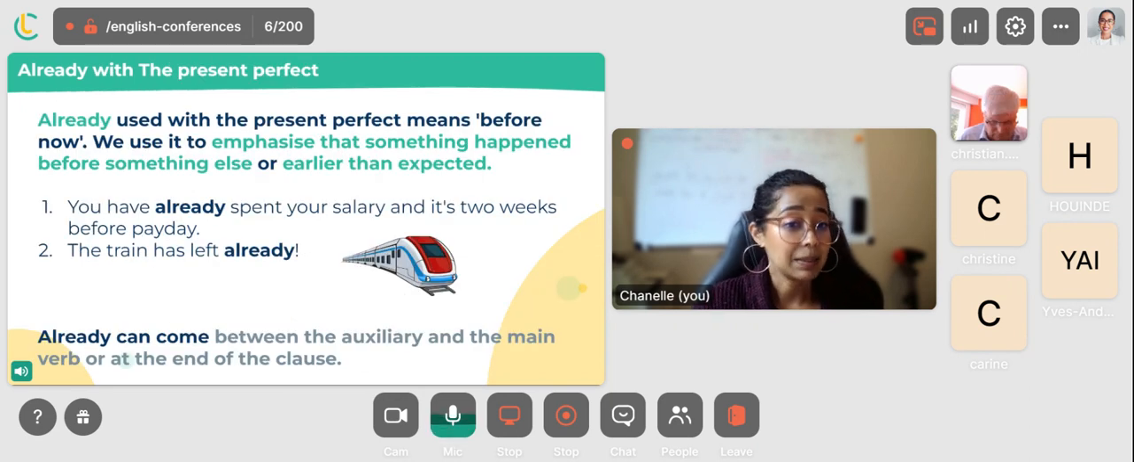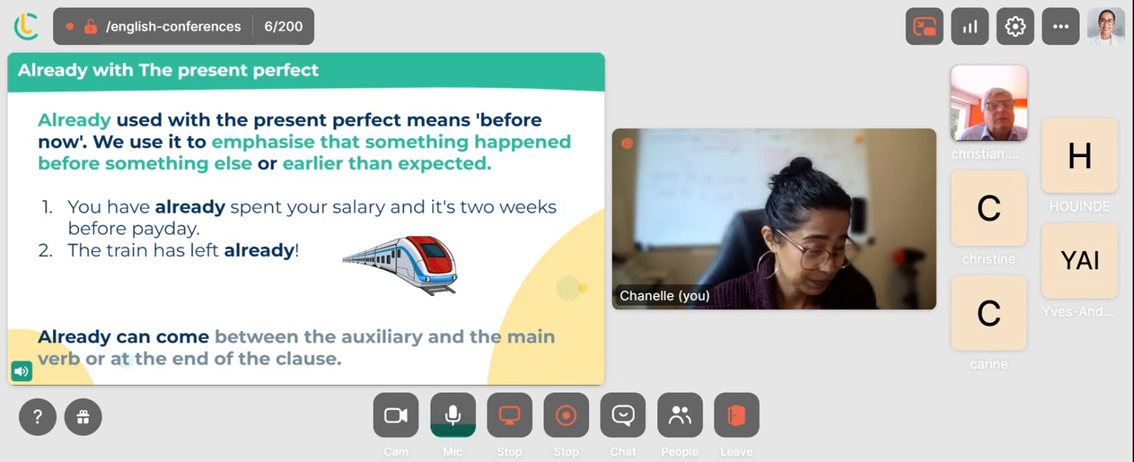Already with the present perfect means before now. We use it to emphasize that something happened before something else or earlier than expected. You have already spent your salary and it's 2 weeks before payday. The train has left already. Already can come between the auxiliary and the main verb or at the end of the clause. So you have two options.